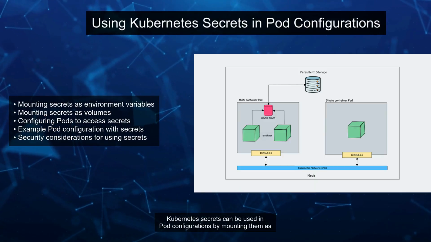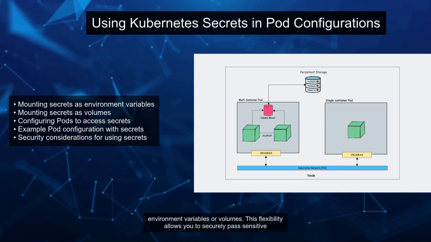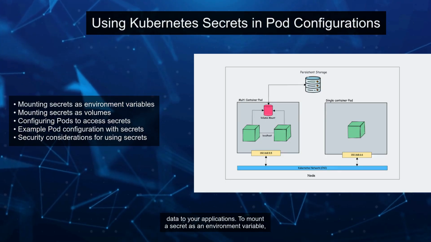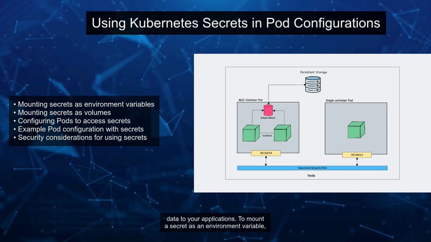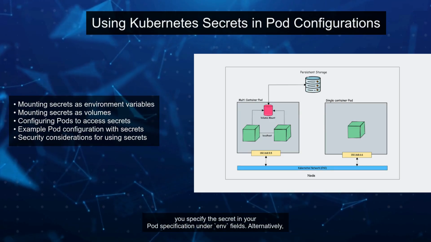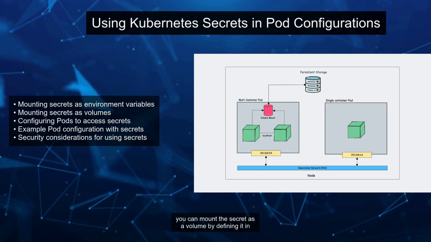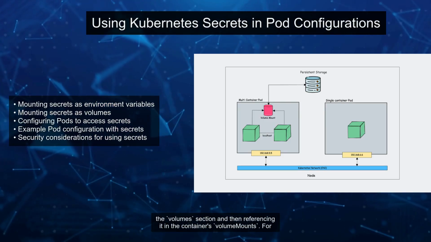Kubernetes secrets can be used in pod configurations by mounting them as environment variables or volumes. This flexibility allows you to securely pass sensitive data to your applications. To mount a secret as an environment variable, you specify the secret in your pod specification under env fields. Alternatively, you can mount the secret as a volume by defining it in the volumes section and then referencing it in the container's volume mounts.